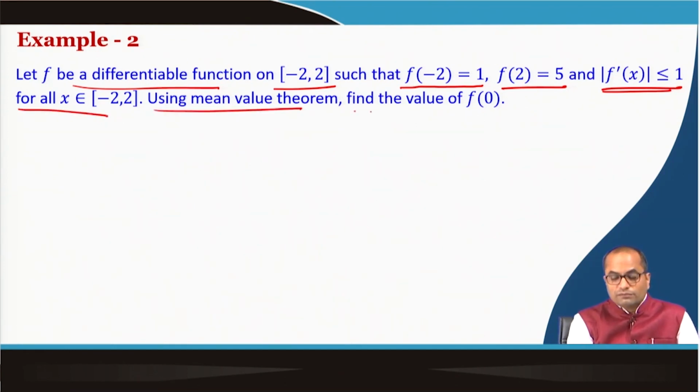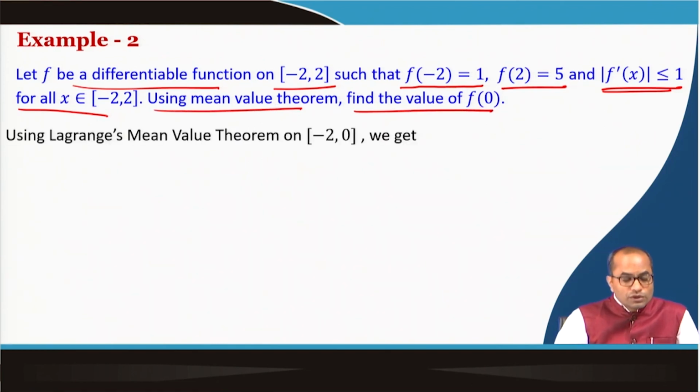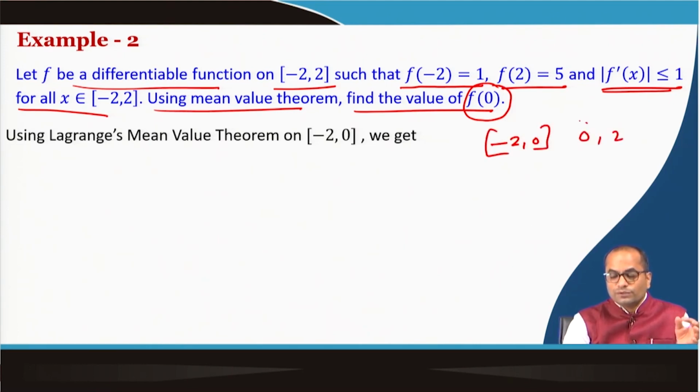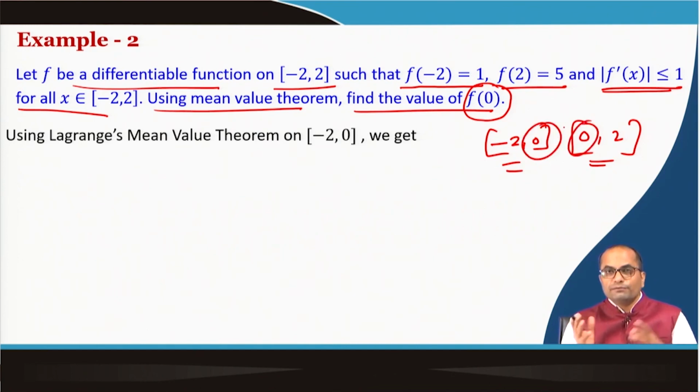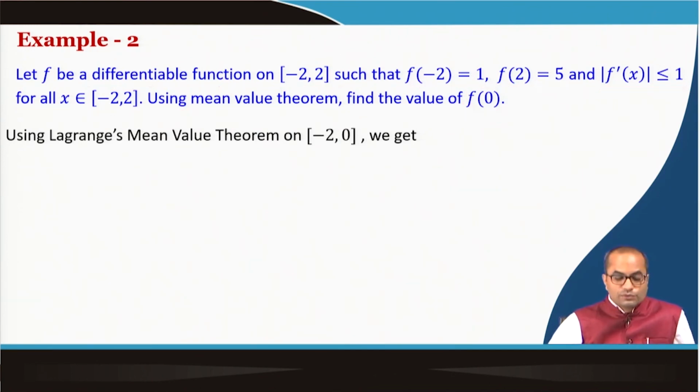Using the mean value theorem we find the value of f of 0. So, using Lagrange mean value theorem, because f of 0 we need to find, we will break our interval into two parts, one from -2 to 0 and then 0 to 2, and we apply the Lagrange mean value theorem two times. Naturally this f of 0 will appear there, and we will see whether we can find the value of f of 0 in this case.